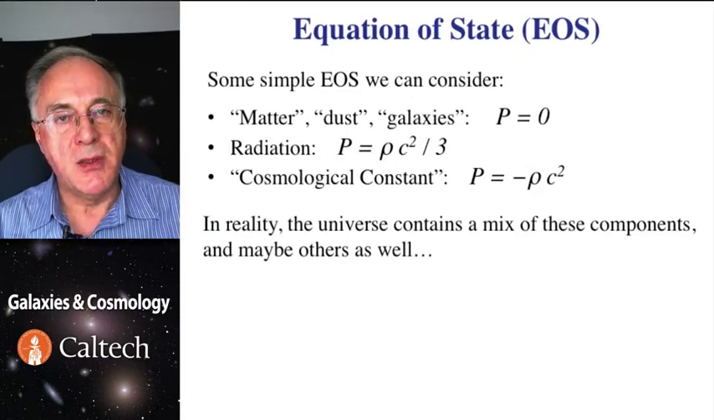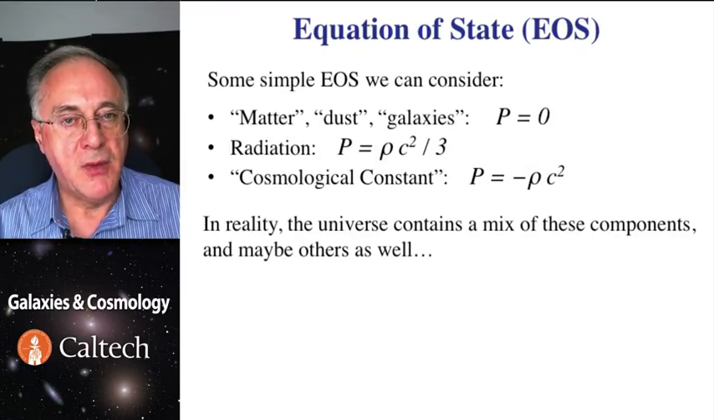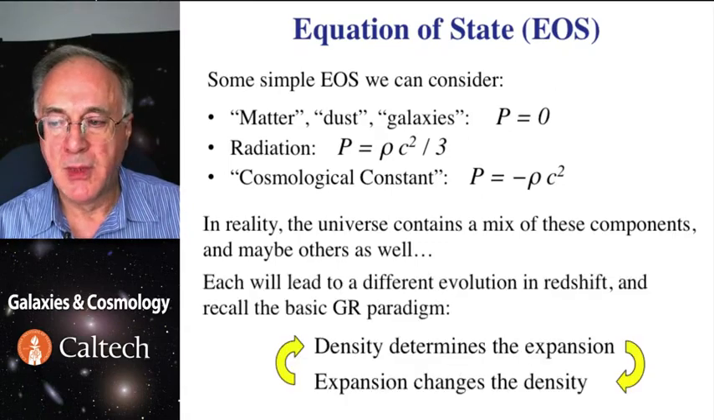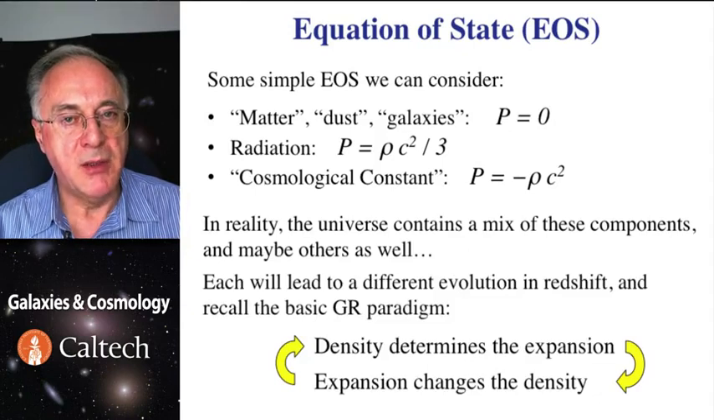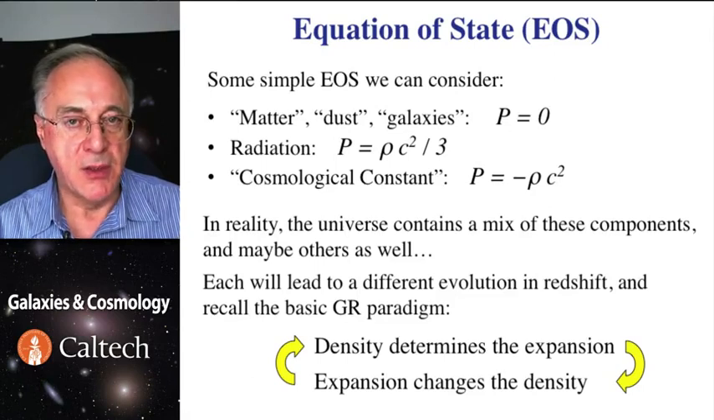So let us consider these three simple cases: matter, radiation, and cosmological constant. In reality, the universe has all three of those, plus maybe other things, and there is a mixture, so all three have to be included in Friedmann's equation. Each of those will evolve in a different fashion, because each one of them implies a different behavior of density as the universe expands. And so as the universe expands, its density changes, that affects the expansion, and so on.